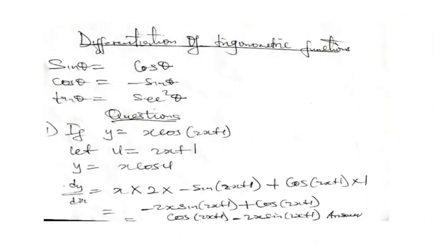Differentiation of trigonometric functions. In trigonometric functions, the derivative of sin theta is cos theta. The derivative of cos theta is minus sin theta. And the derivative of tan theta is sec squared theta.